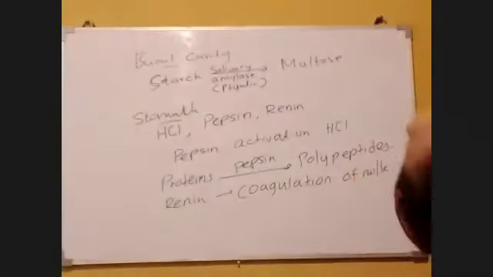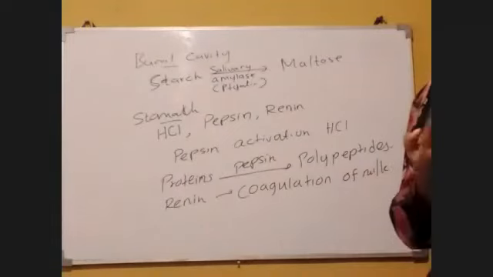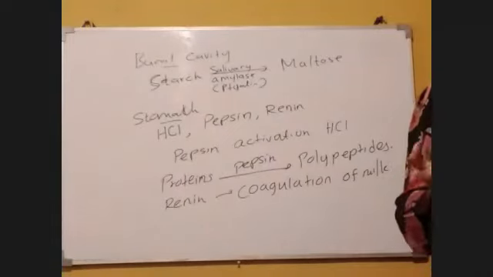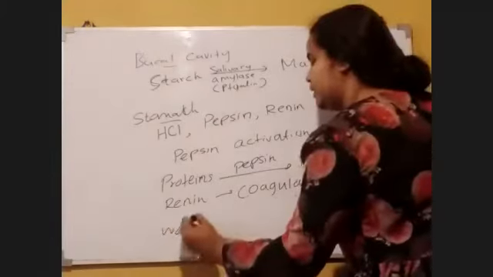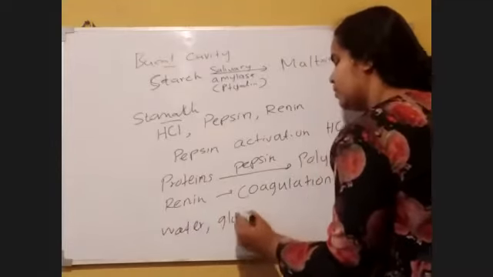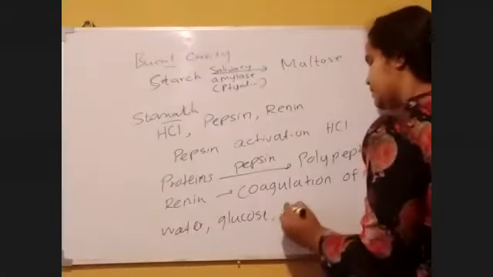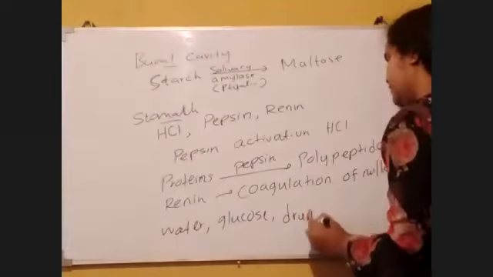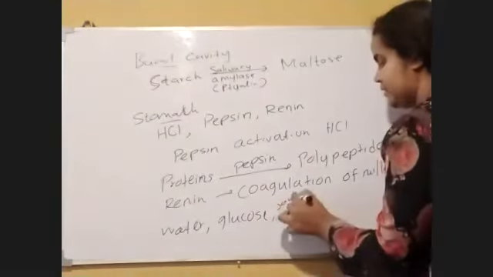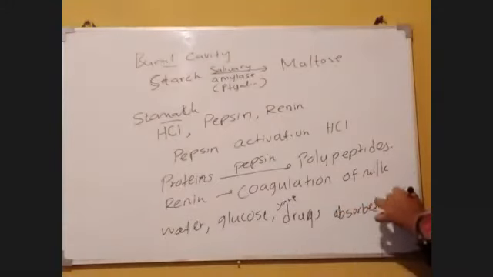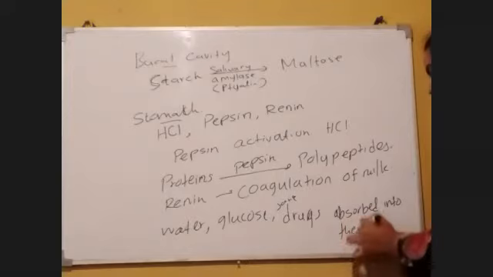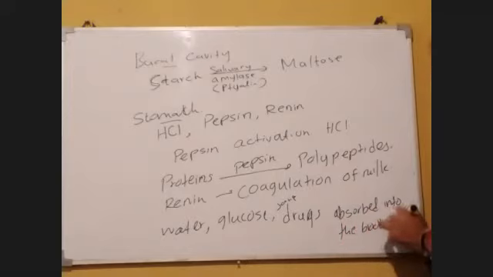Some water, some mineral ions, some glucose, and some drugs. Not all the drugs, some drugs are absorbed. They digest and are absorbed into the bloodstream. So these are the four things happening in the stomach.